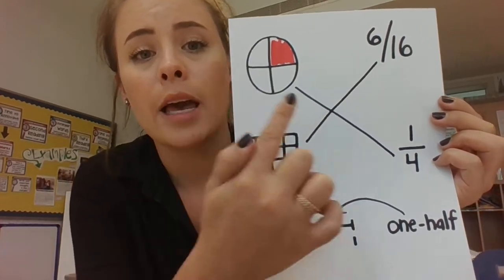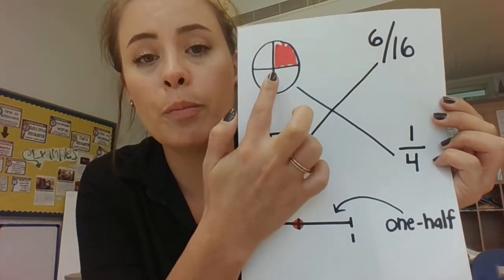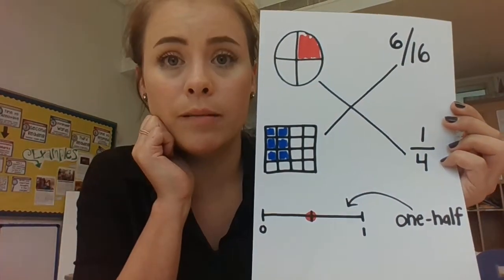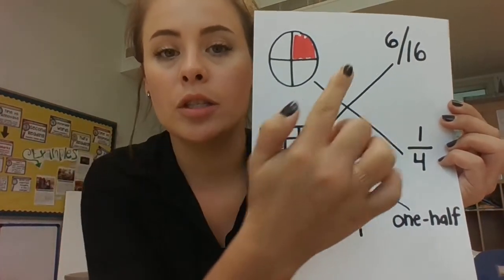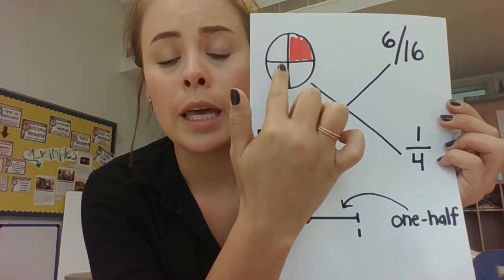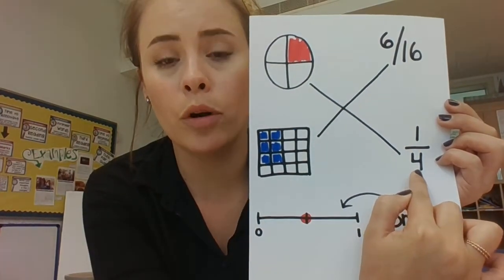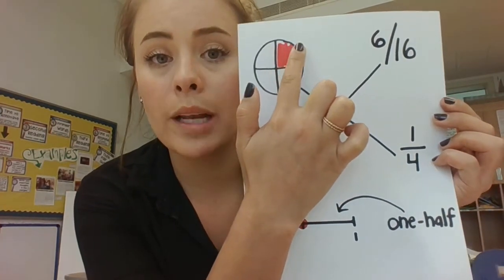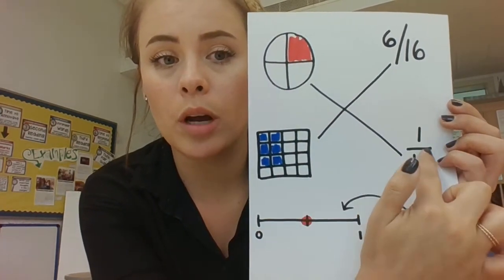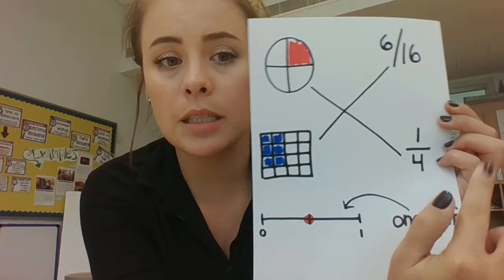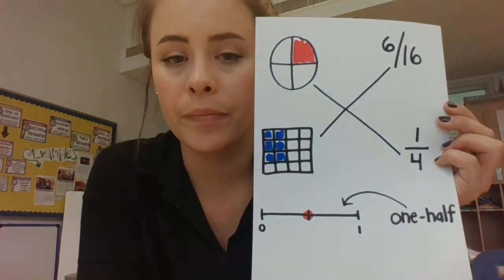As you can see, I used lines to match up a model with a fraction. That's identifying. So here I saw a circle divided into 4 equal pieces. So I know that 4 is going to be my denominator. And then I saw one piece shaded, which I knew was my numerator. So this model I identified as 1/4.